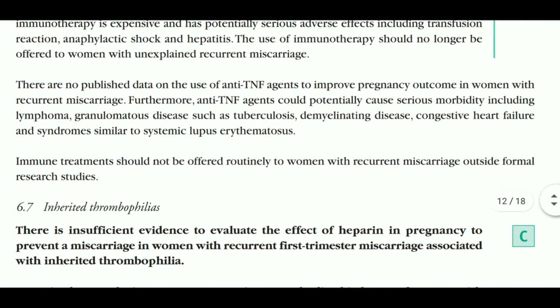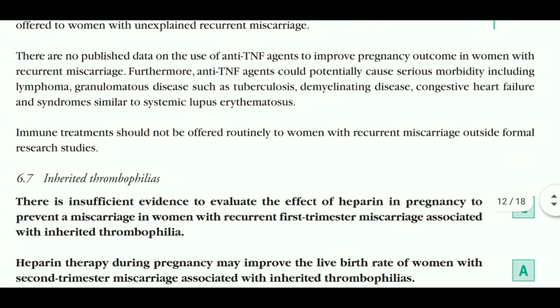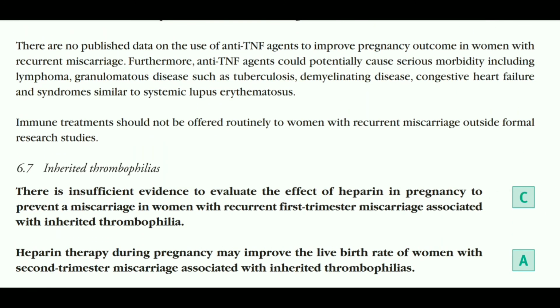There is no data on the use of anti-tumor necrosis factor agents to improve pregnancy outcome in women with recurrent miscarriages. Furthermore, anti-tumor necrosis factor agents could potentially cause serious morbidity, including lymphoma and granulomatous disease such as tuberculosis, demyelinating disease, congestive cardiac failure, and a syndrome similar to SLE. Immune treatment should not be offered routinely to women with recurrent miscarriage outside formal research studies.